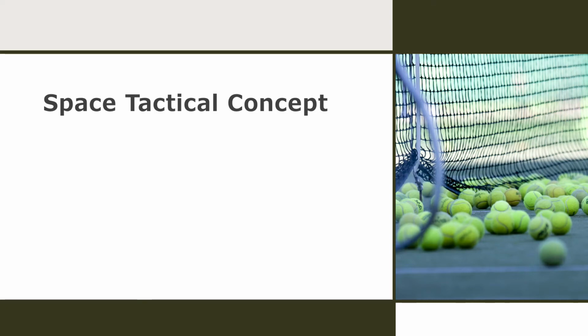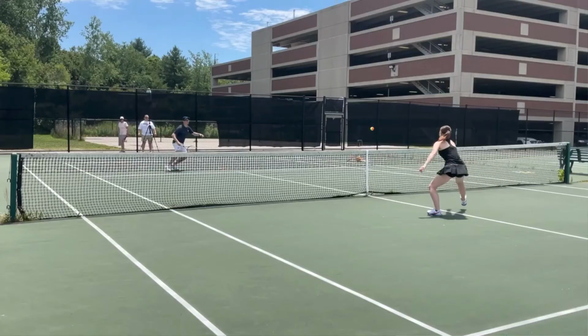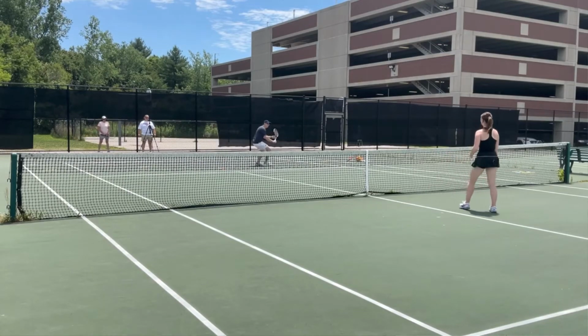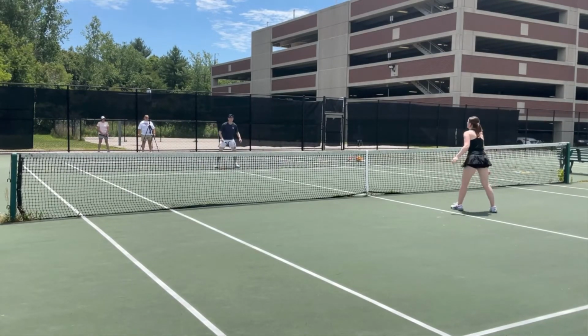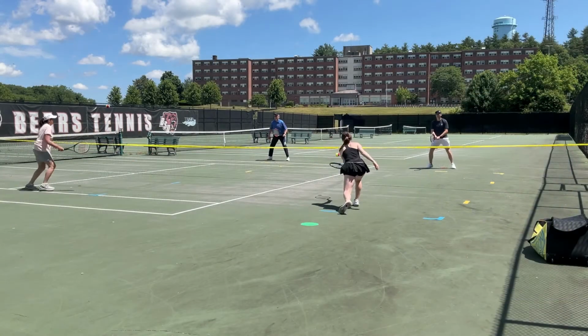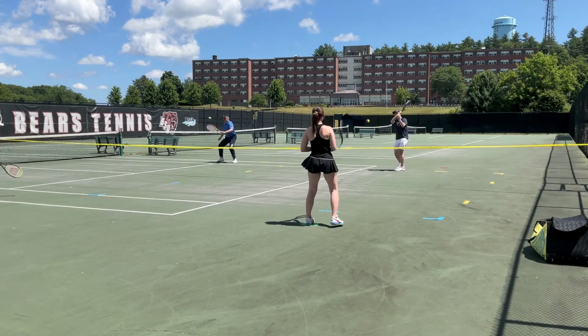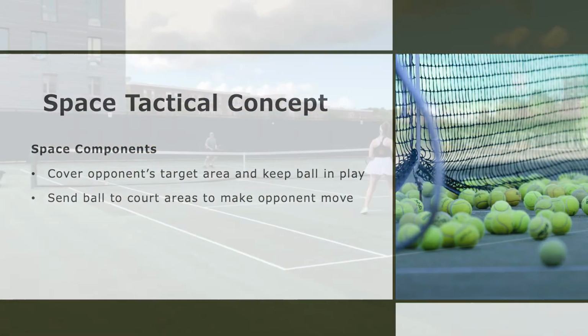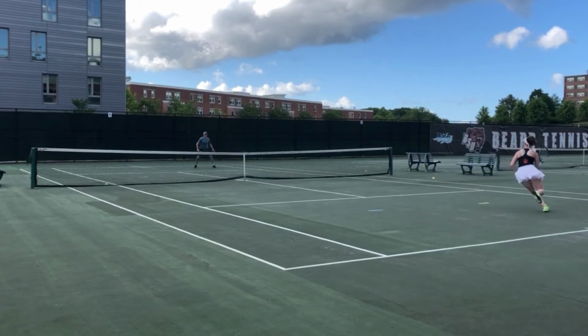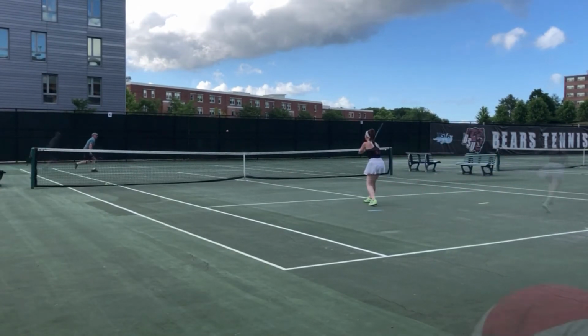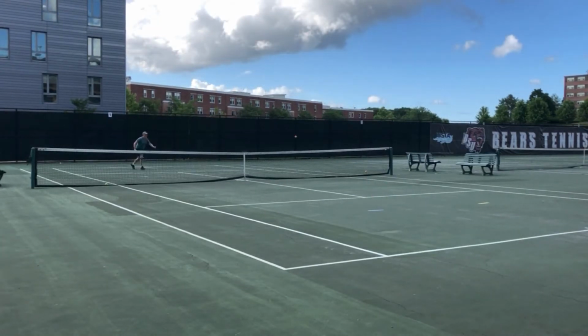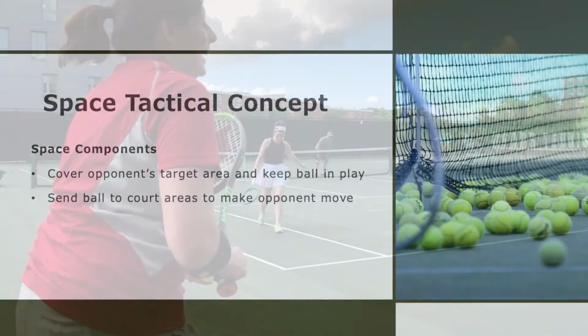Space tactical concepts. These components break down into 2 parts. One is always think about covering the opponent's target area on your side of the court in order to keep the ball in play, anticipate where they're going to play the shot. And then send the ball to court areas to make the opponent move. That could be short, could be deep, could be side to side. If the opponent doesn't retreat, send it at them where they have to back up because they're not really ready to volley. All those are space components.